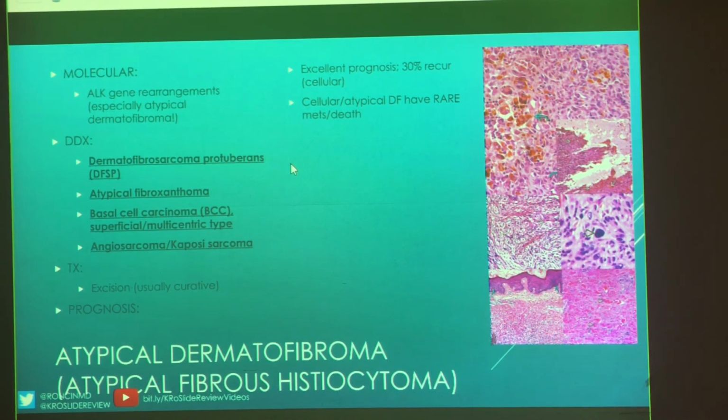Excision for these is often curative, and they have an excellent prognosis. However, about a third of them will recur, and when they recur, they will be cellular. Cellular as well as atypical dermatofibromas have rare instances of metastasis and death related to the disease. But again, excision is usually curative, so if we can find these relatively soon, then we have a really good chance of curing the disease.